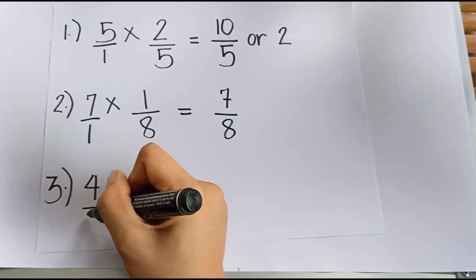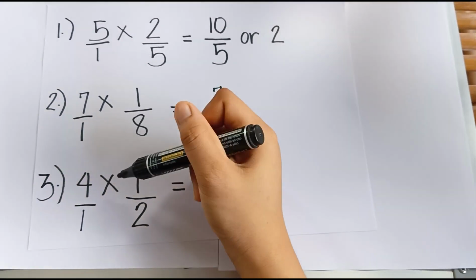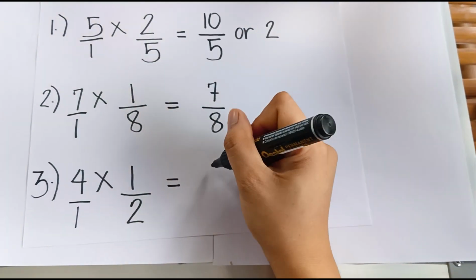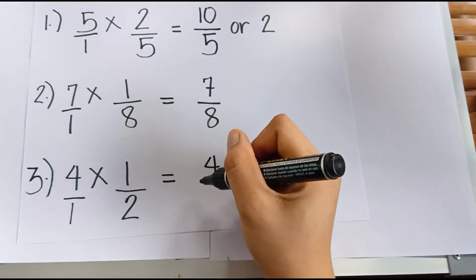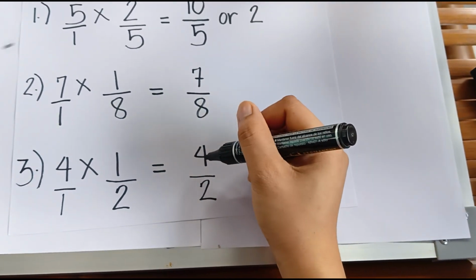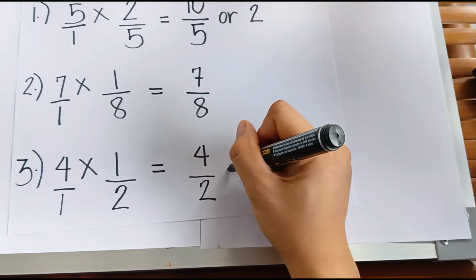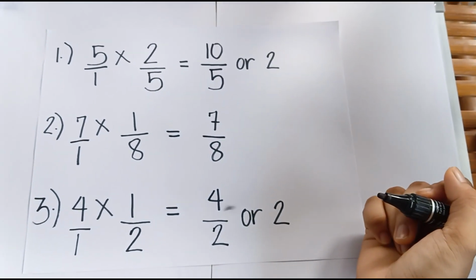Next, 4 times 1 half. So we give 4 the denominator 1, and then we are ready now to solve the fraction. So 4 times 1 is equal to 4, and then 1 times 2 is equal to 2. And then simplifying our answer, we have 4 divided by 2, which is equal to 2.